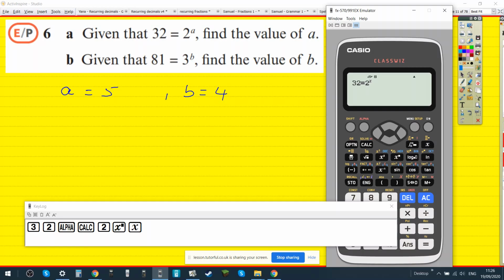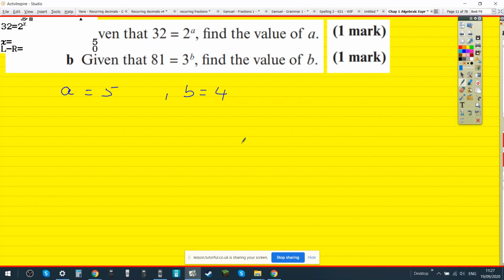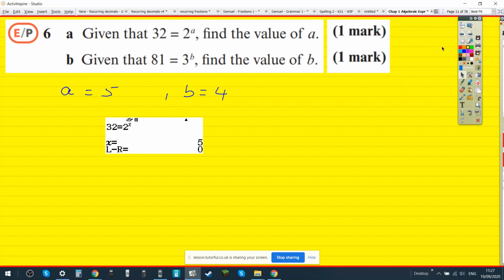You have to use solve. So this time it's shift calc for that yellow solve. It just remembers the last answer you had. So you just pick a guess number. So I'll just guess lucky number 7. And press equals twice. Yeah, I got that. And so it tells you x equals 5. It's useful especially if the numbers are bigger, especially if it's like a big equation. So at A level, you can see there it's a 1 mark question. Any questions there? No. Okay.